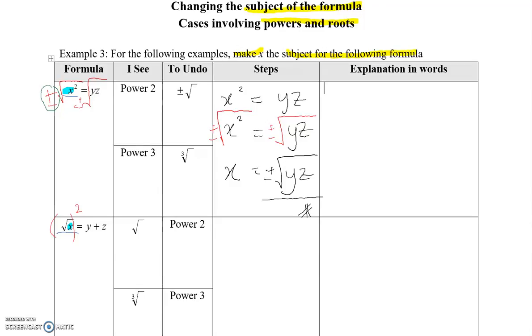Using the second rule, we need to do the same action for the right side. So therefore, we need to square, or power 2, on the right side for the whole expression.